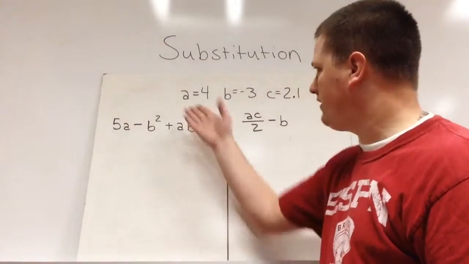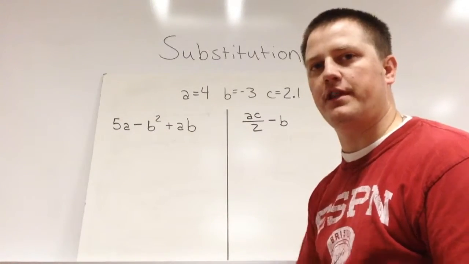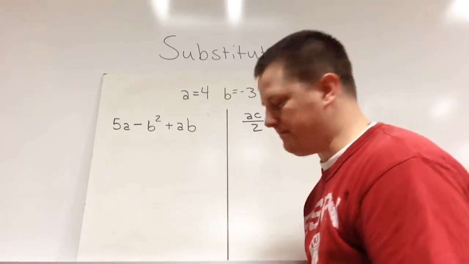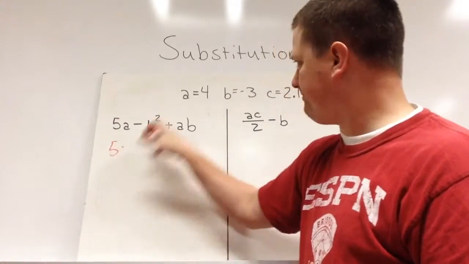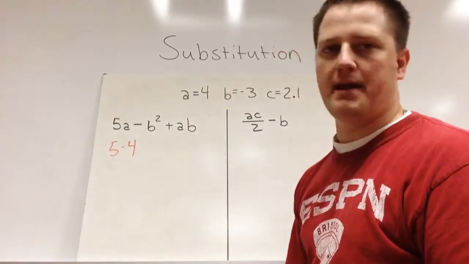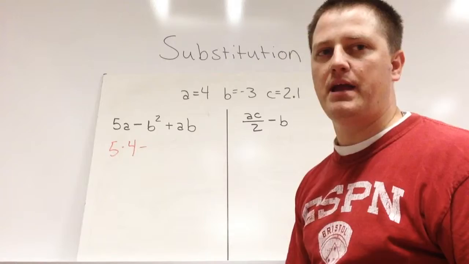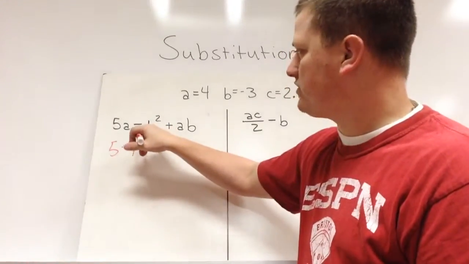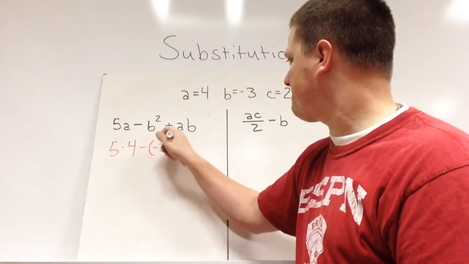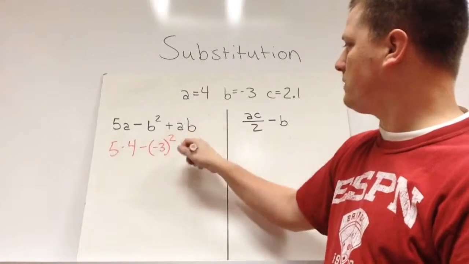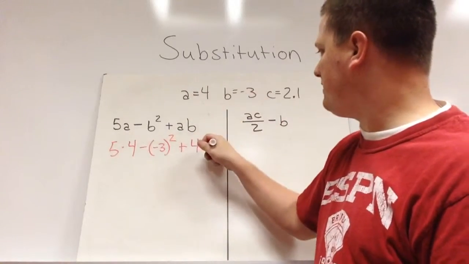So here what we've got is a, b, and c, and we're going to put them into each of these problems and figure out the answers. And then I've got one more problem that has fractions in it. So we've got 5. Since it's next to a, we're going to put times. a is 4, so we bring that down. Minus, our b is negative 3. Because we're squaring the negative 3, we need parentheses around it, because we're squaring all of b, which means we're squaring the negative and the 3. Plus a is 4 again. Since it's next to b, that's a times sign. And b would be negative 3.